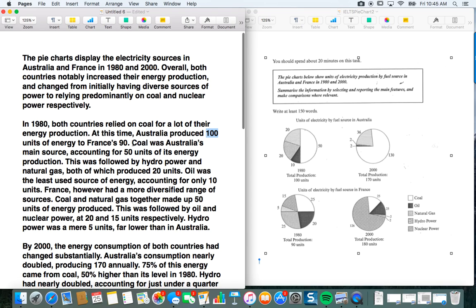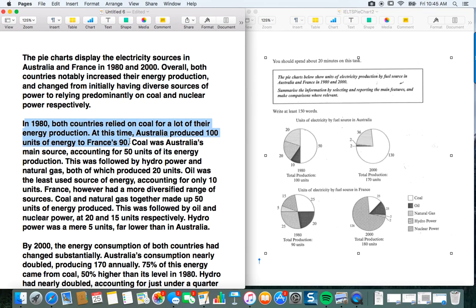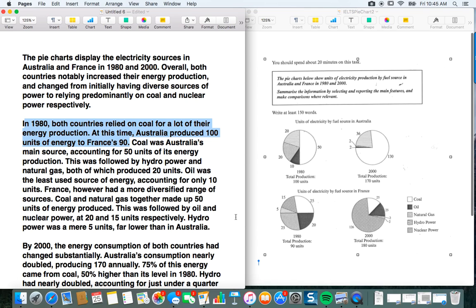Then we go trend and data. All right, so we've got the macro trend. They generally use coal. Australia produces more. All right, that's the macro trend. That's the big picture. If you're explaining it in one sentence, that's it. Then, coal was Australia's main source. Trend. Data. Accounting for 50 units of its energy production.